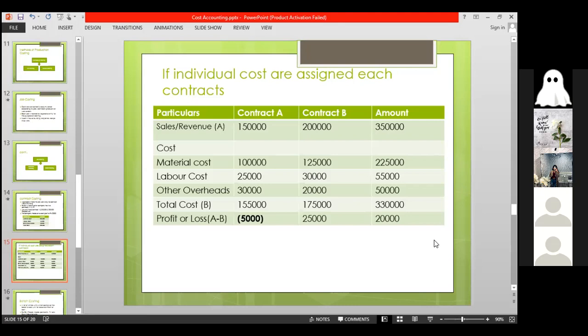And you can see the costs below that. There is material cost, labor cost, and other overheads. So this is the general structure of a cost statement. Generally, when you make a cost statement, it will be in this form. That is, there will be material costs, there will be labor costs, and then there will be overall other overheads, excluding both of these.